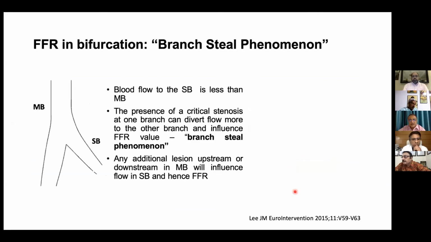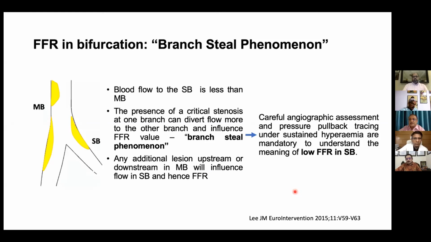So again, while interpreting, we need to be very careful. We need to understand the physiology, that the blood flow in the side branch is less than the main branch, and the presence of a critical stenosis in one branch can divert the blood flow into the other branch, which we call the branch steal phenomenon. So any additional lesion, either upstream or downstream, will influence the FFR reading, and hence we need to be very careful in interpreting such results to understand the cause of low FFR in the side branch.